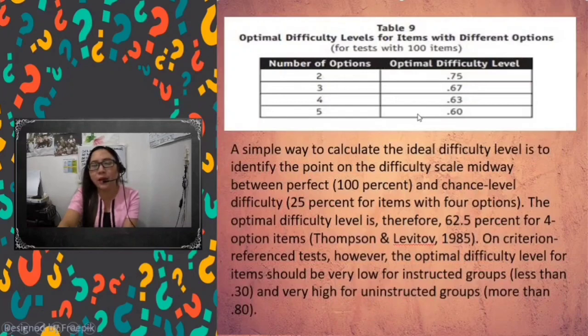A simple way to calculate the ideal difficulty level is to identify the point on the difficulty scale midway between perfect, or 100%, and chance level difficulty, which is 25% for items with 4 options. So when there are four options, 25% is taken for the chance level in 100%. The optimal difficulty level is therefore 62.5 for 4 options, according to Thompson and Levitov. On criterion-referenced tests, however, the optimal difficulty level for items should be very low for instructed groups, less than 0.30, and very high for uninstructed groups, more than 0.80.